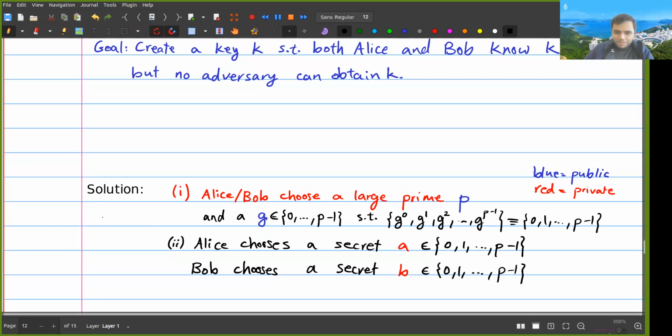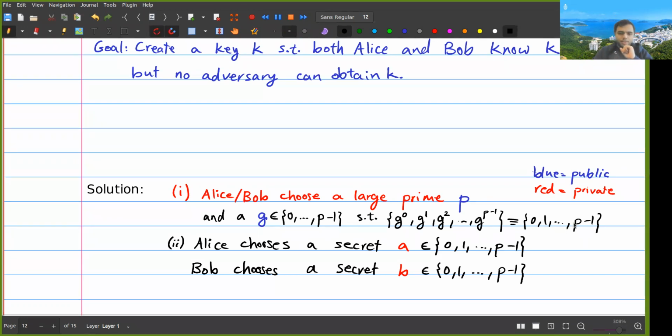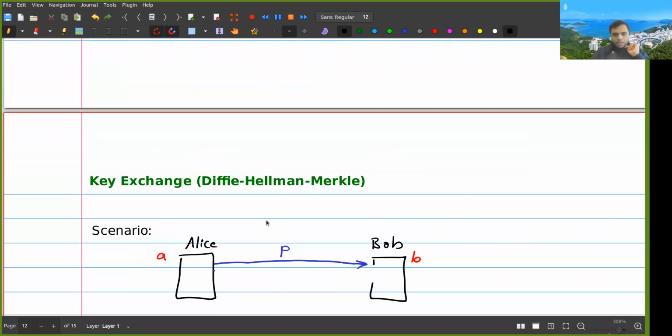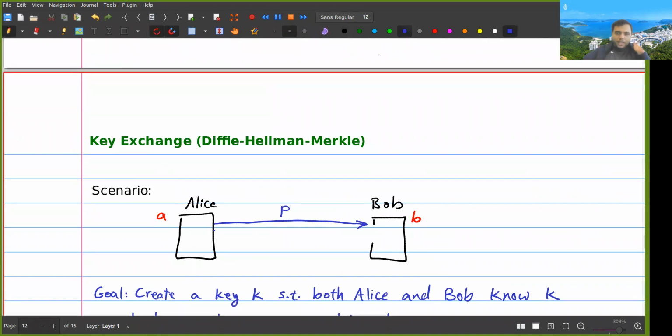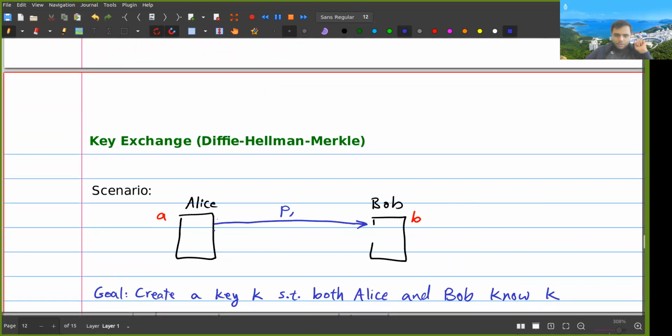For those of you who are a bit more mathematical, this means that G should be a primitive root modulo P. So I choose a G such that if I just compute all of the first P powers of G, and I take their remainder when divided by P, I get all the possible remainders. Okay. And again, this G is also public. So we can again just assume that Alice chooses it, or maybe Bob chooses it. I don't care which side. But P and G are both public.